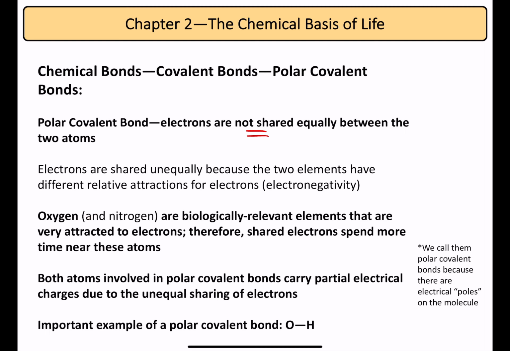You only need to know one example of a polar covalent bond in this class. That's it. And the one example is a bond between an oxygen atom and a hydrogen atom. When they share a pair of electrons, it's always a polar covalent bond. And those electrons, which I'll draw right now as two little dots, are going to spend more time near oxygen. Okay, so that's very important to know.